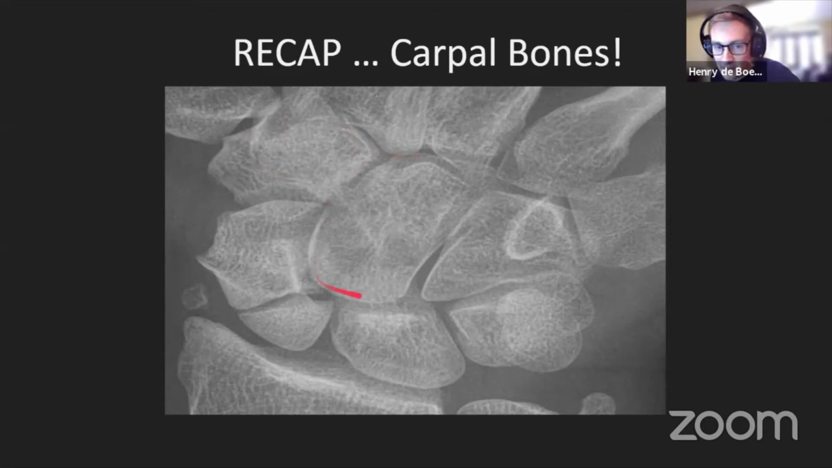Then we've got the capitate, which is the biggest carpal bone. So I remember that capitate sounds like capital city, which is usually the biggest city. So the capitate, and then the hamate. And the hamate has this hook on it. So the hook of the hamate. So this is the hamate. So run through those again one more time. So we've got scaphoid, lunate, triquetrum, pisiform, trapezium, trapezoid, capitate, and hamate.